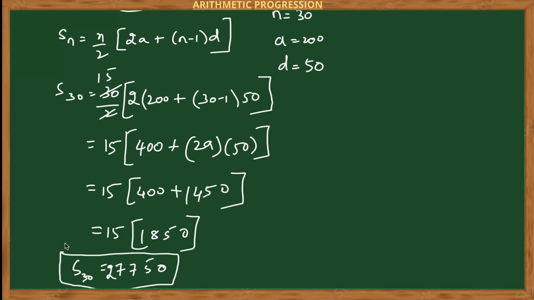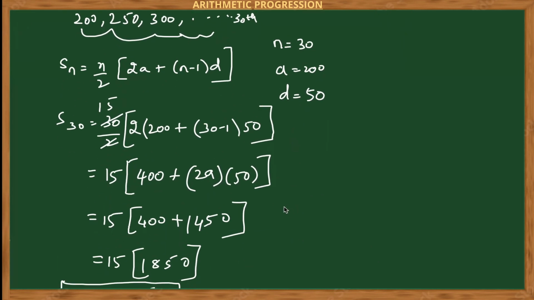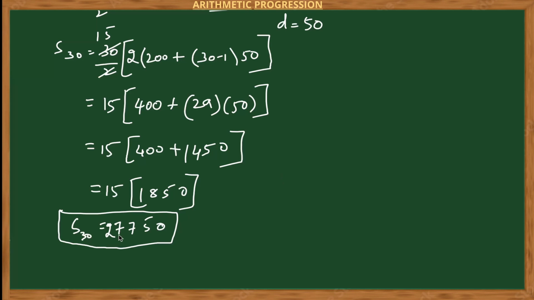Hope this is clear, student. So what is the question being asked here? How much amount? So the amount will be this much, 27k 750. Hope this is clear.